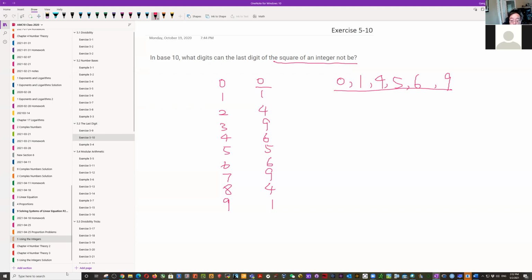And the question is asking for what cannot be. So what cannot be, basically, is 2, 3, 7, 8. So the last digit of an integer square cannot end with 2, 3, 7, and 8.